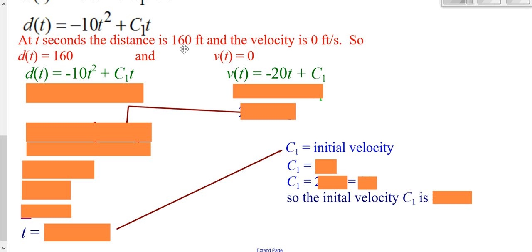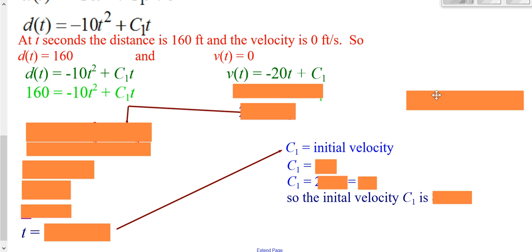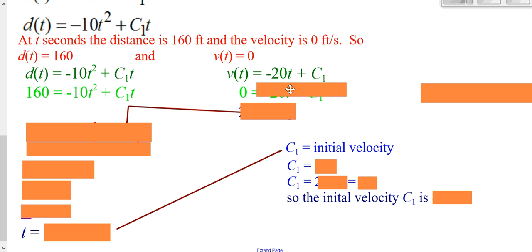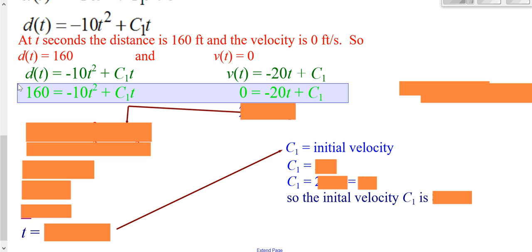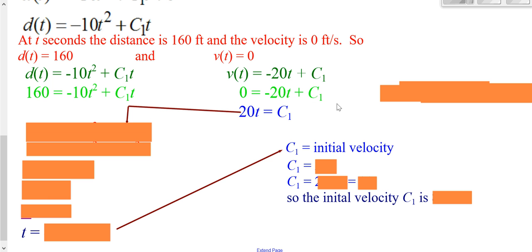So now let's go ahead and consider this. We went 160 feet for our distance, so I'm going to put 160 in. At that 160 feet is when we stopped, so that meant our velocity was 0. We now have two equations with two variables so that we can go ahead and solve this. So I'm going to go ahead and solve this for either t or c1. In this case, it's c1 that is the easiest because you don't have to divide by anything.